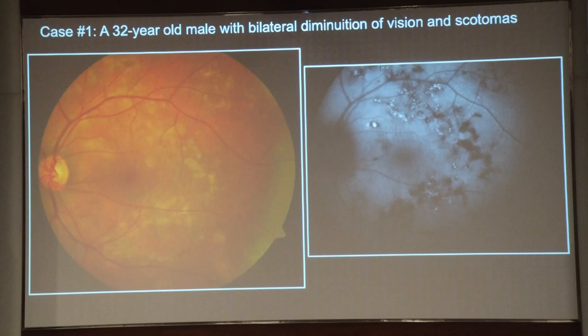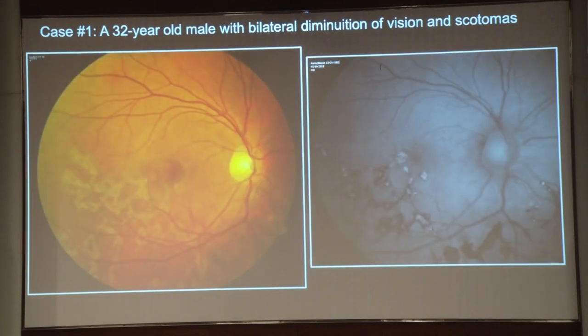It was an Asian male with serpiginous choroiditis, and we also depend a lot on autofluorescence imaging to look at the stage of the disease or the activity. If you look at this image carefully, you'll have a lot of hypo areas which indicate that the disease is inactive in those particular regions, but you will have some areas which are hyper. These areas which are hyper-autofluorescent are definitely active.